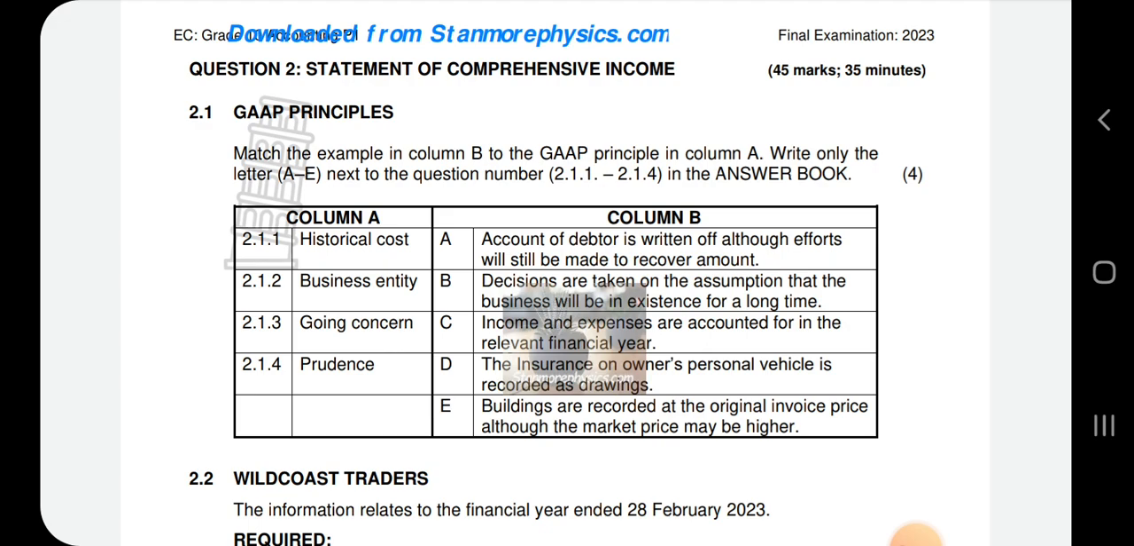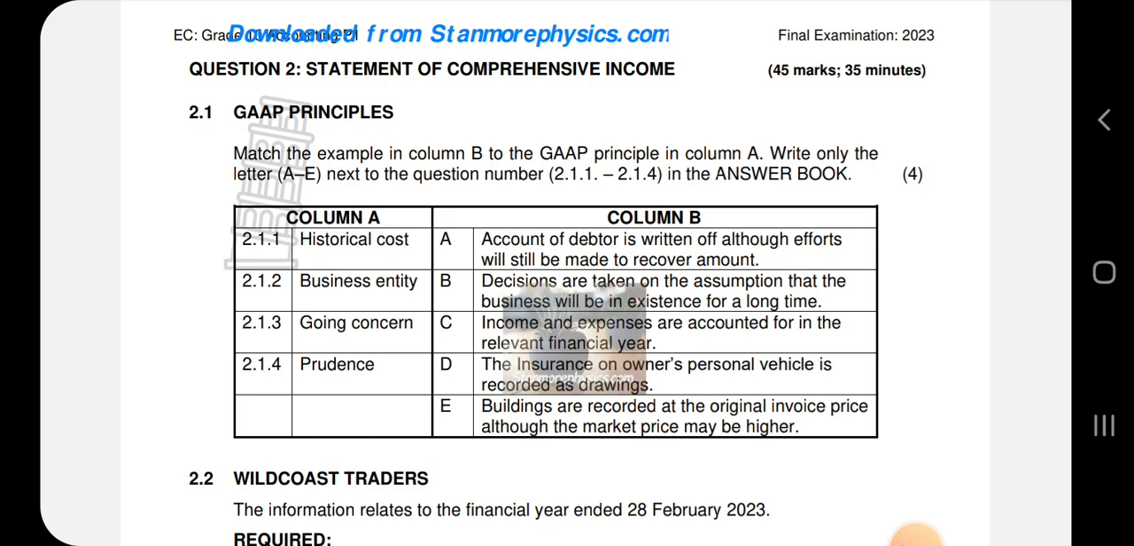A says an account of a debtor is written off. No, it does not. B says decisions are taken on assumptions that the business will exist. No. Income and expenses are accounted for in the relevant financial year. No. The insurance on the owner's personal vehicle is recorded as drawings. No. Buildings are recorded at the original invoice price, although the market price may be higher. That is true.